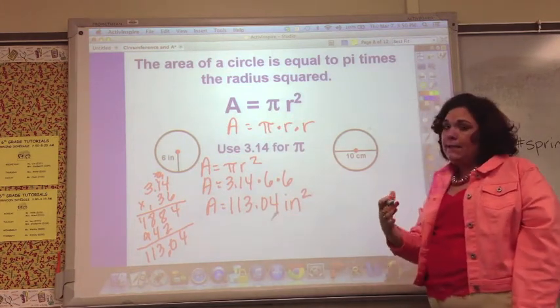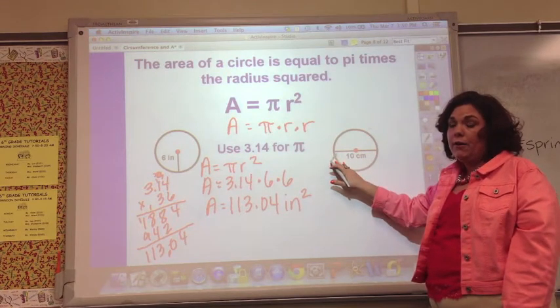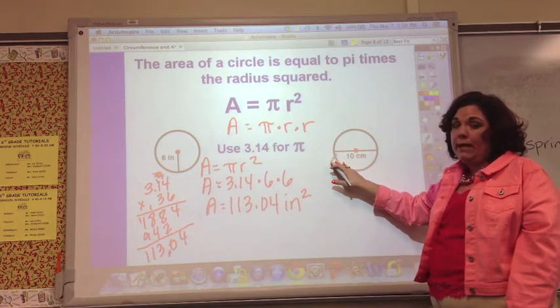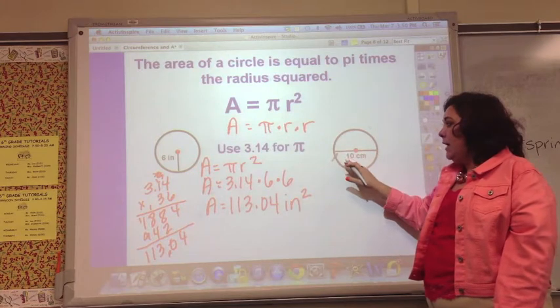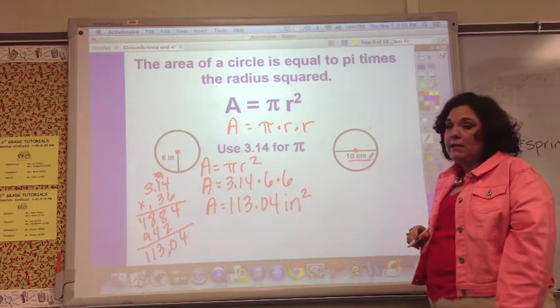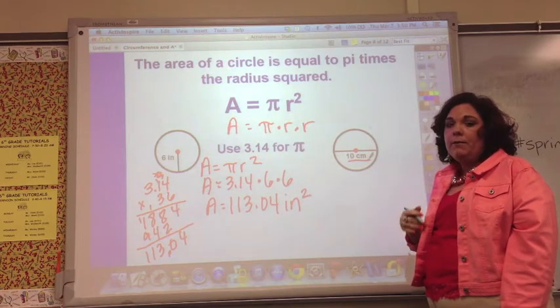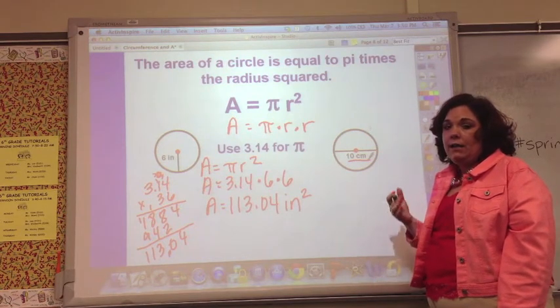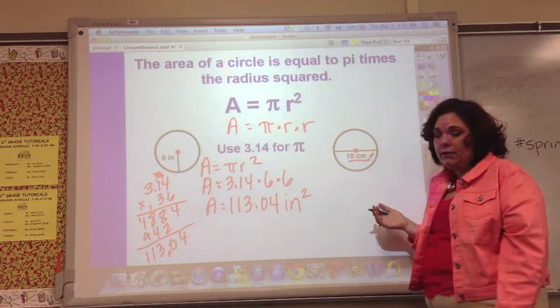Now, the difference for whenever you're given the diameter is you have to find the radius first. So go ahead and work this problem with the diameter being 10 centimeters. Put in the formula, plug it in, see what you get, and whenever you come back, you can check your answer.